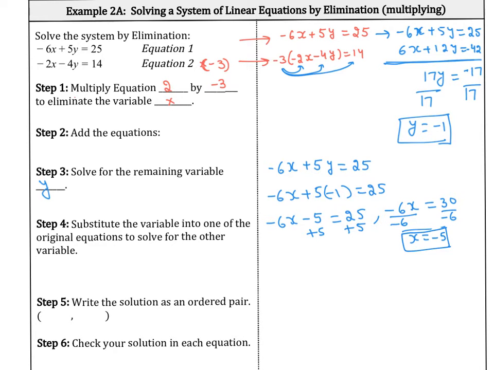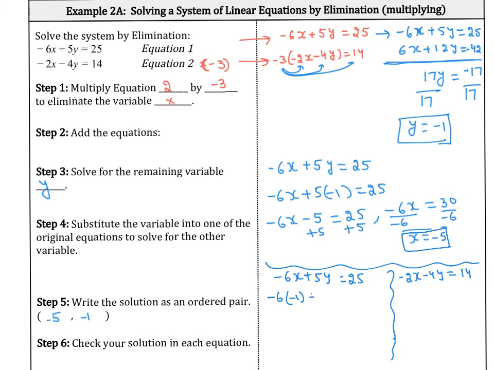Now you have an ordered pair, negative 5 comma negative 1, and we are going to check the solution using the original equations, negative 6x plus 5y equals 25 and negative 2x minus 4y equals 14. Plug in the x value of negative 5 and y value of negative 1 and see if both sides are equal. Here you get 30 minus 5 equals 25. So 25 equals 25, that's true.